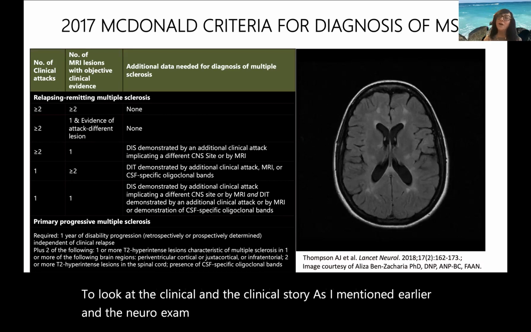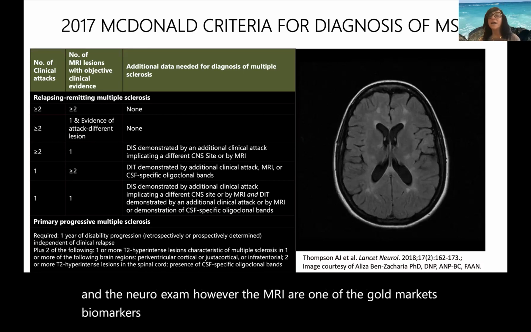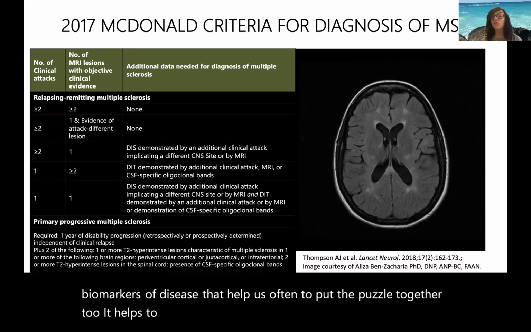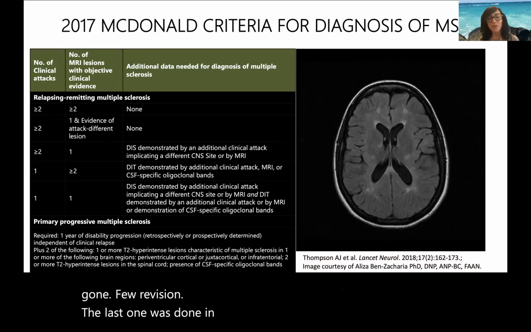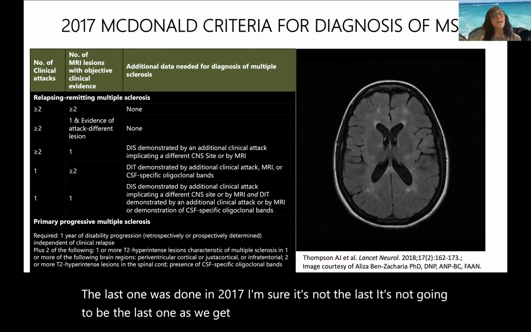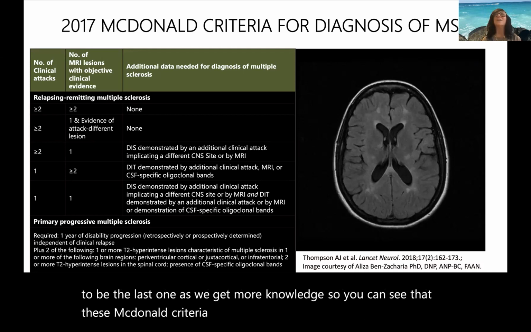However, the MRI is one of the gold biomarkers of disease that often helps us put the puzzle together. It helps to cinch the diagnosis, but you do not rely only on the MRI, you rely on the clinical presentation. So the McDonald criteria have gone through a few revisions. The last one was done in 2017. I'm sure it's not going to be the last one as we get more knowledge.